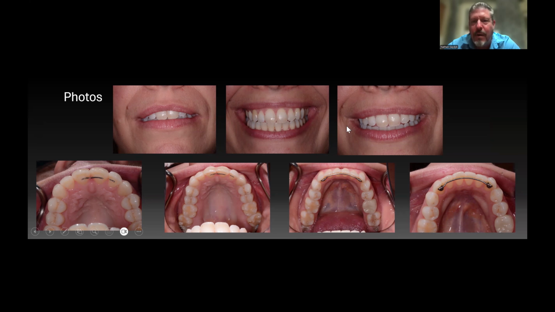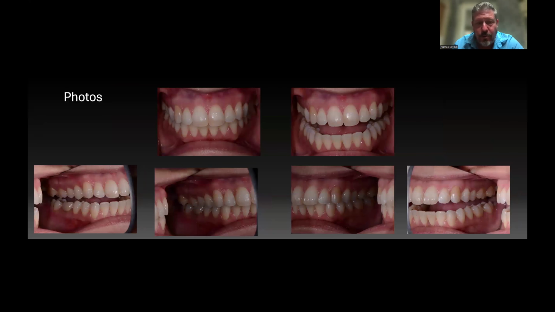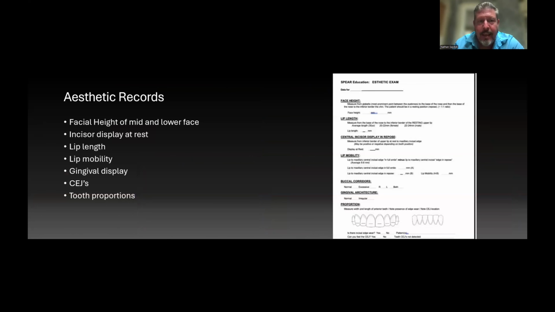So I always try to get this spontaneous smile because if she doesn't like her teeth, she's going to guard her smile. And then once I make her smile big, she's going to show her gums. And if I didn't address that ahead of time, it's a bad surprise at the end of treatment when she starts smiling bigger. Other photos we're going to get for occlusal plane and the bite. And then I'm going to take my aesthetic records.